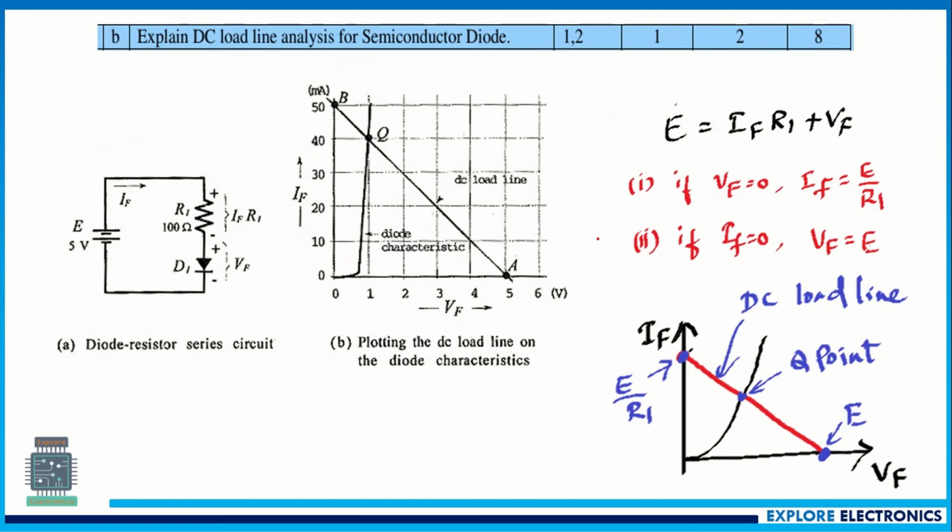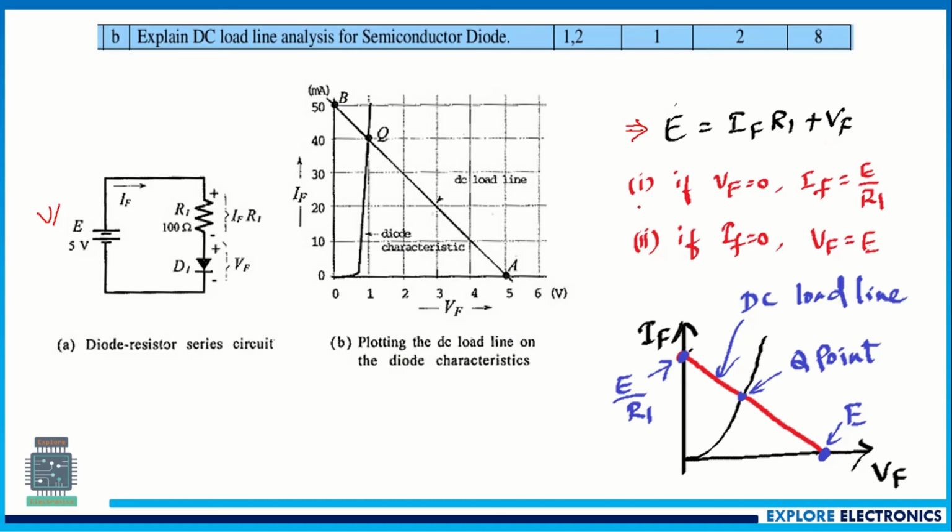Explain DC load line analysis for a semiconductor diode. Here you need to write the circuit with the diode, and this is the current limiting resistor at the input side. You need to write the expression first: the total applied voltage E, or you may take this as V, whatever. E is equal to IF into R1, that is the forward current flowing through the resistor, plus VF, where VF is the forward voltage across the diode.